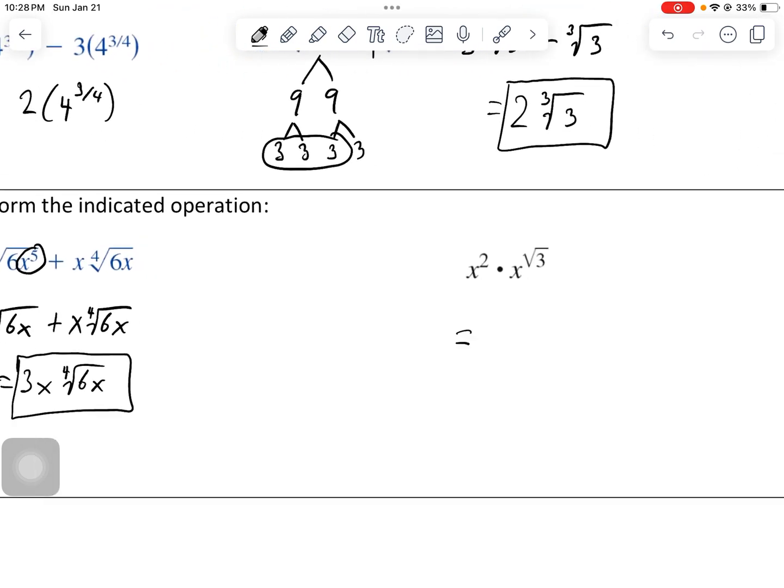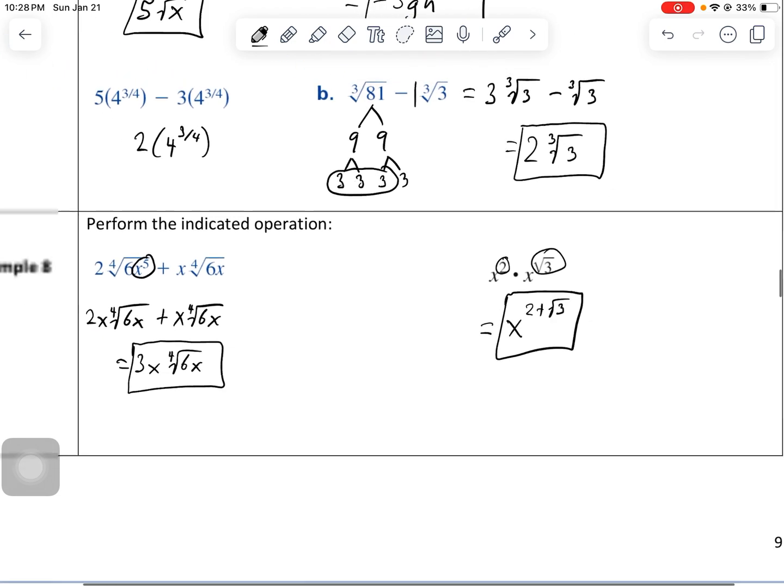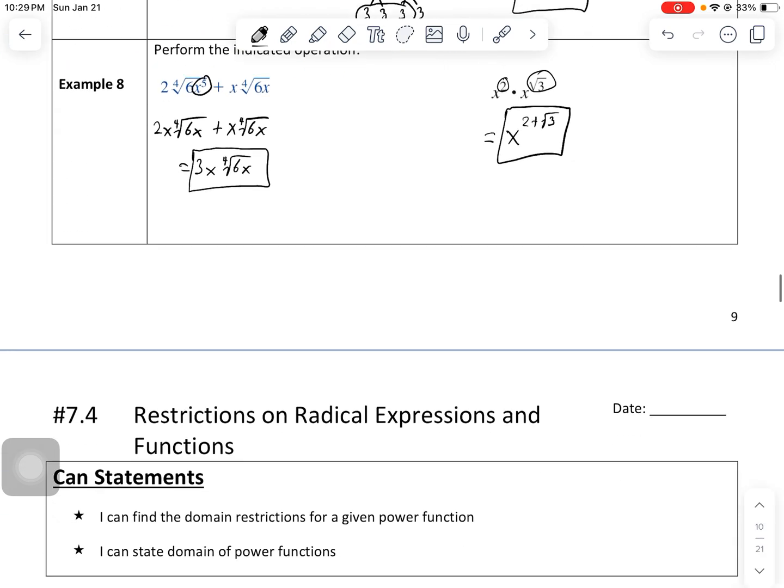The last example, you did see this in your homework as well. You cannot add 2 and the square root of 3, unfortunately. Like if this was x squared times x to the 3rd, we'd get x to the 5th because we'd add them. So you just leave it as an expression format, so it's 2 plus the square root of 3, because you can't add a whole number with a radical. And that's how you just leave the answer, even though it looks kind of weird.